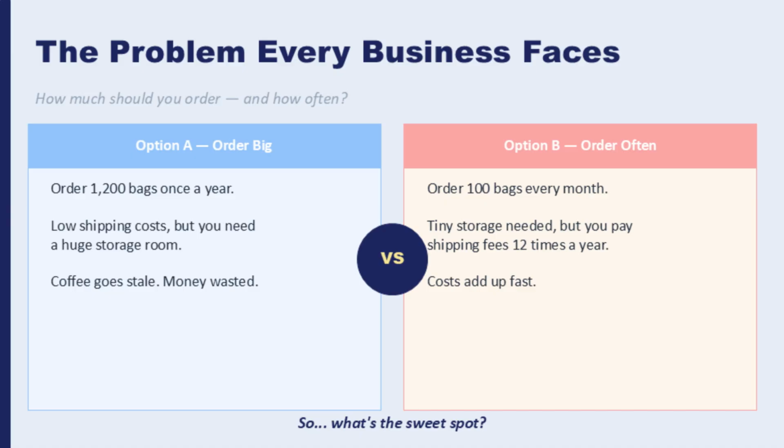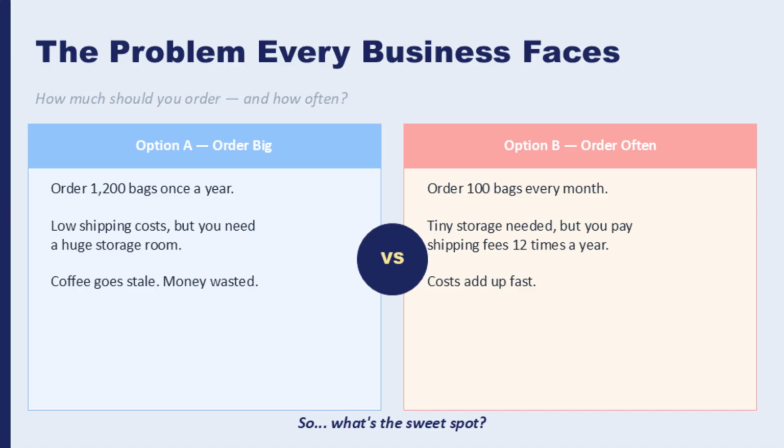Where are you storing 1,200 bags of coffee? You'd need a giant storage room, and coffee goes stale. You'd be losing money on spoilage and wasted space. Option B. You order 100 bags every single month. Your storage cost is tiny, but now you're paying shipping fees 12 times a year. Those costs add up fast. So what's the sweet spot? How much should you order, and how often? That's exactly the question EOQ is designed to answer.